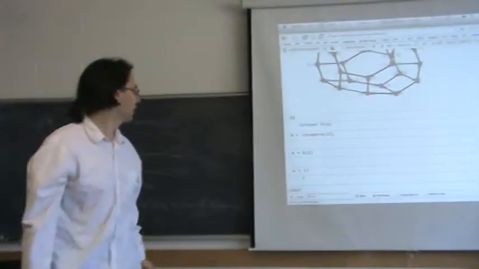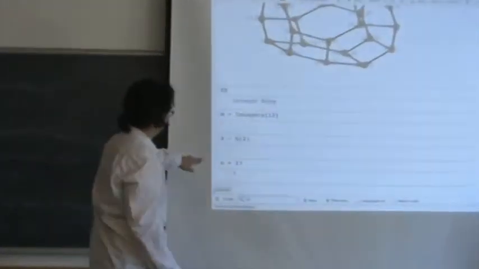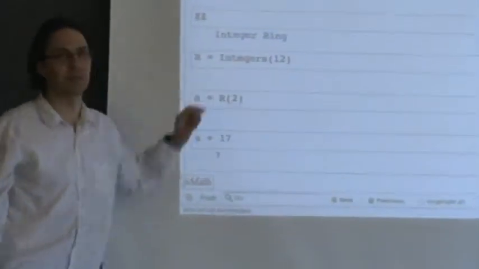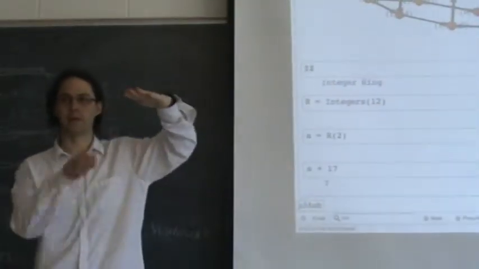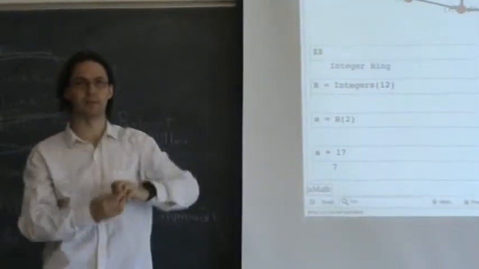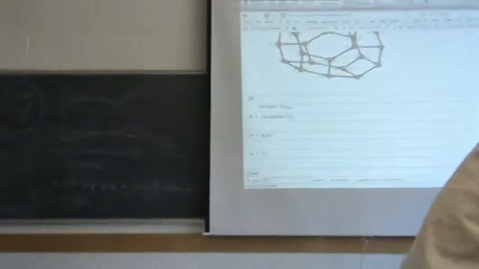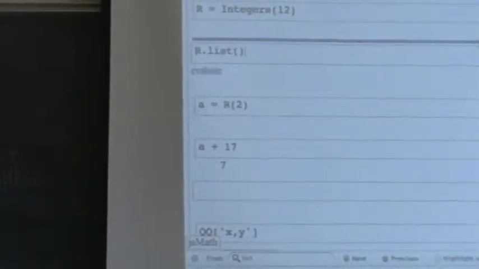So what happens when we do the arithmetic is it adds 2 and 17 to get 19, but then it reduces it modulo 12. And 19 modulo 12, if you divide and take the remainder, is 7. So this is a ring where the arithmetic is addition mod 12, and the elements of the ring, which you can get by doing r.list, are right there, 0 through 11.